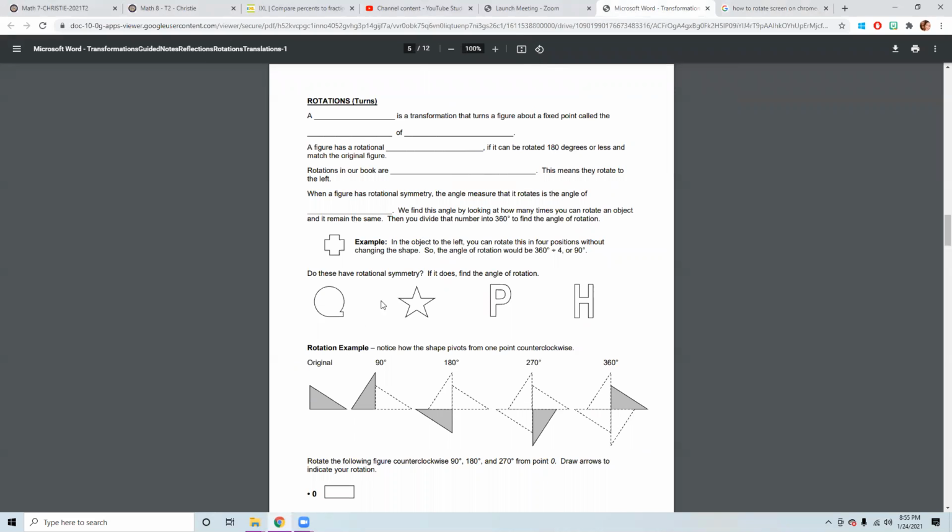There we go. So go ahead and try these next 3 problems. See if you can rotate it in any direction to get it back to the shape that you see when you're looking at it straight on.